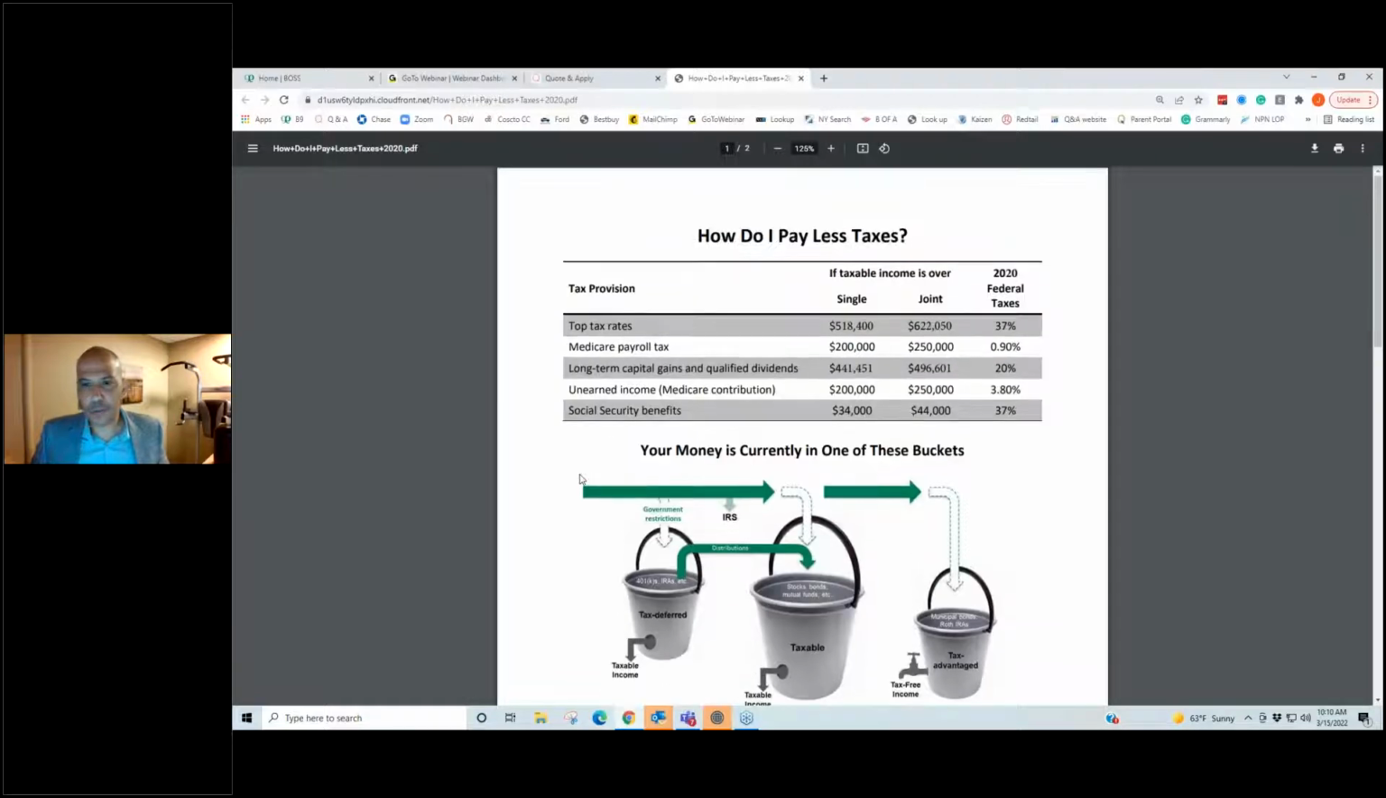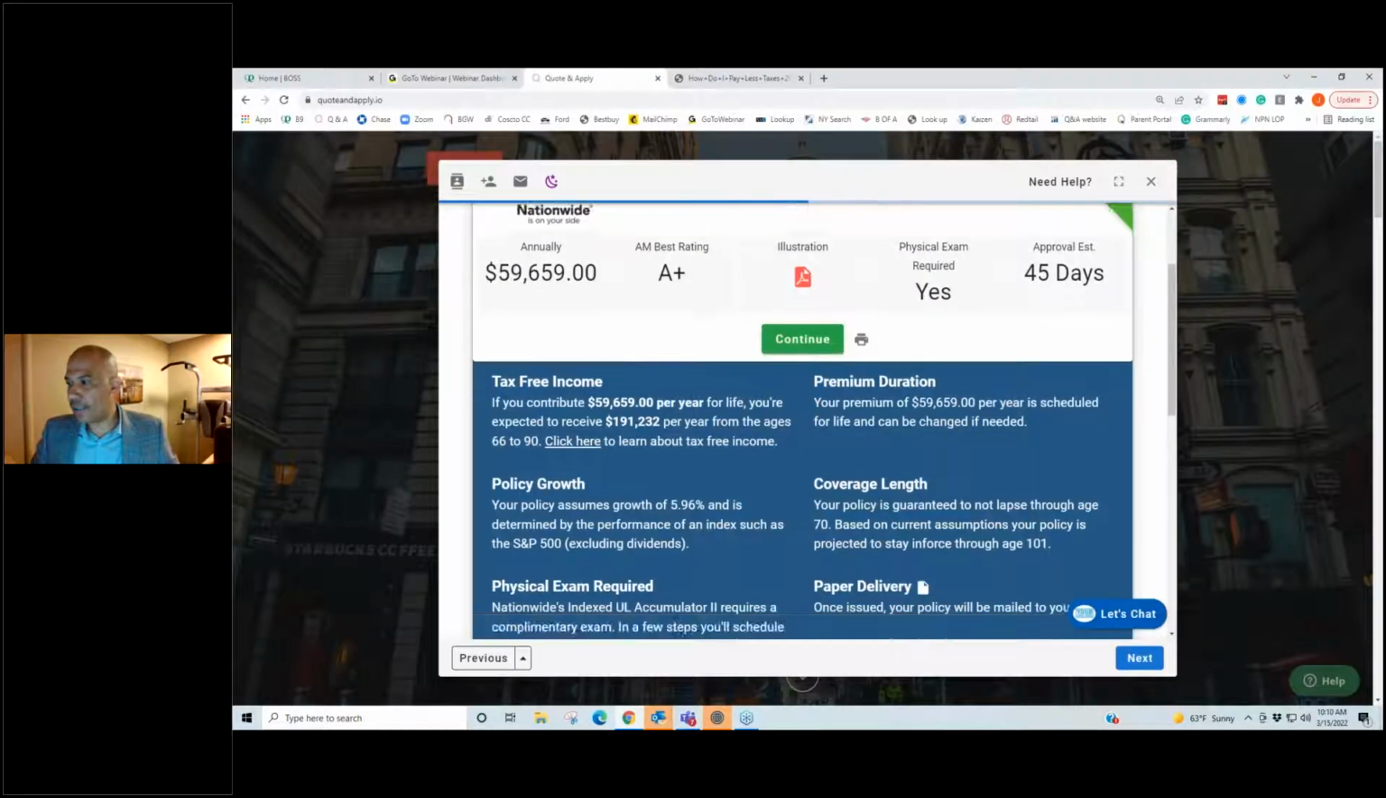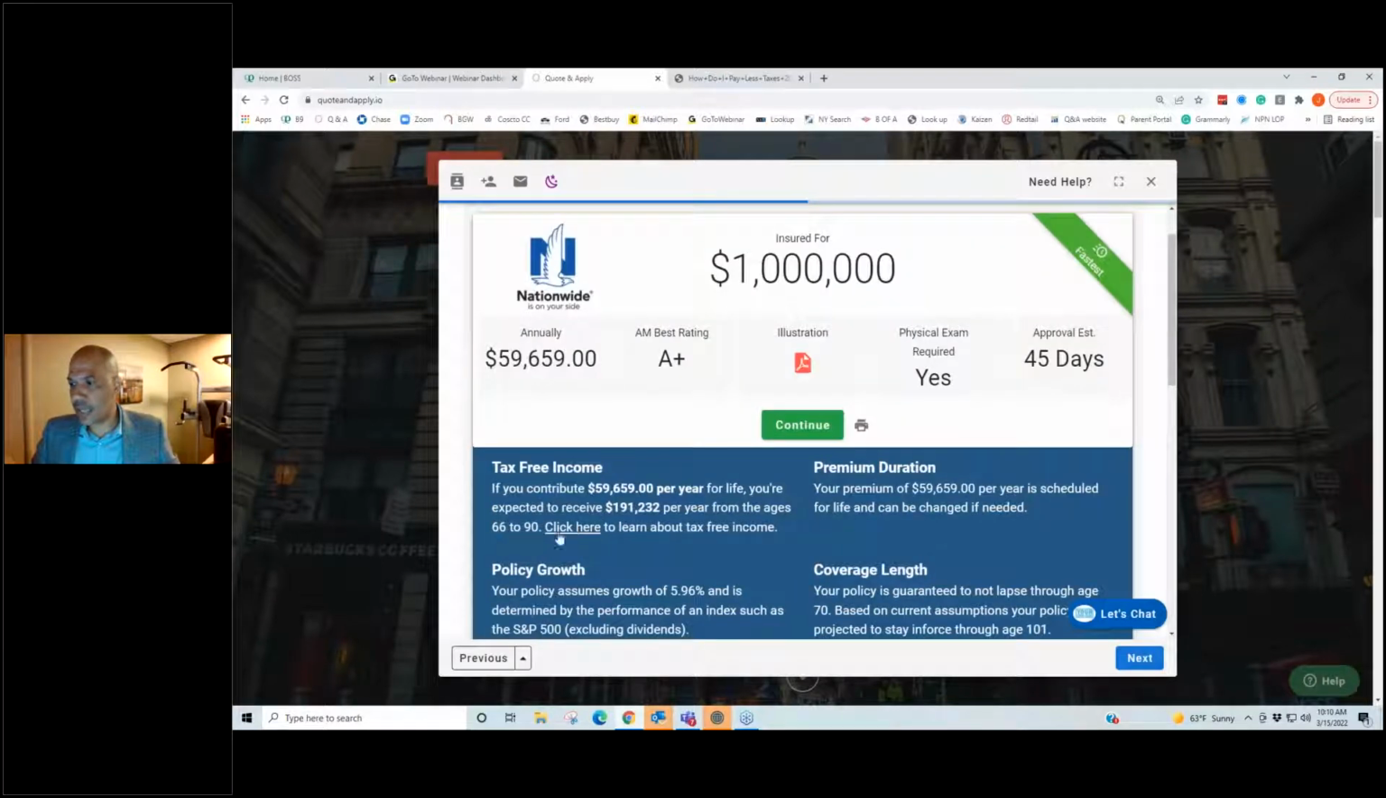Hopefully you've all seen this before. This is a great tool. By the way, I clicked on more details here, and then I clicked on tax-free income. Does everyone see that? There it is. So that's how I got to this point right here.